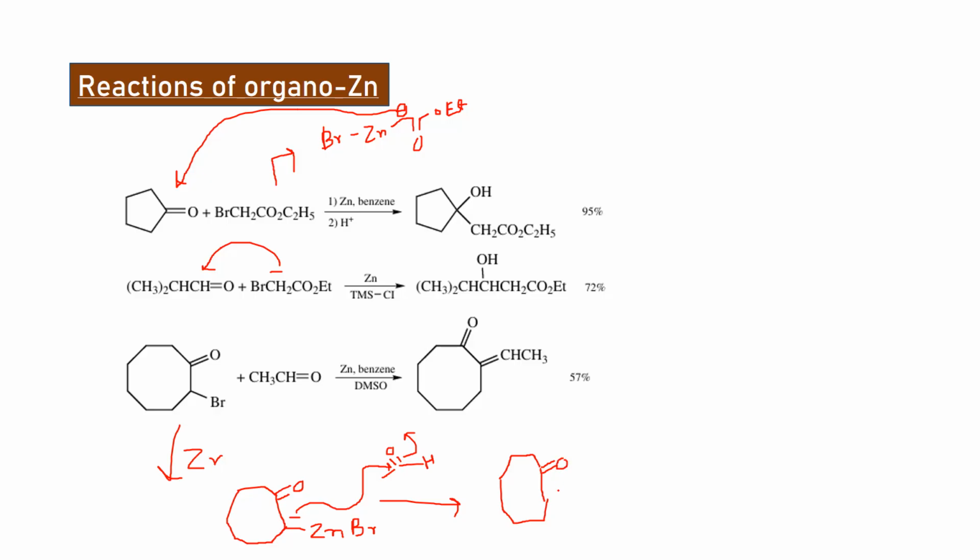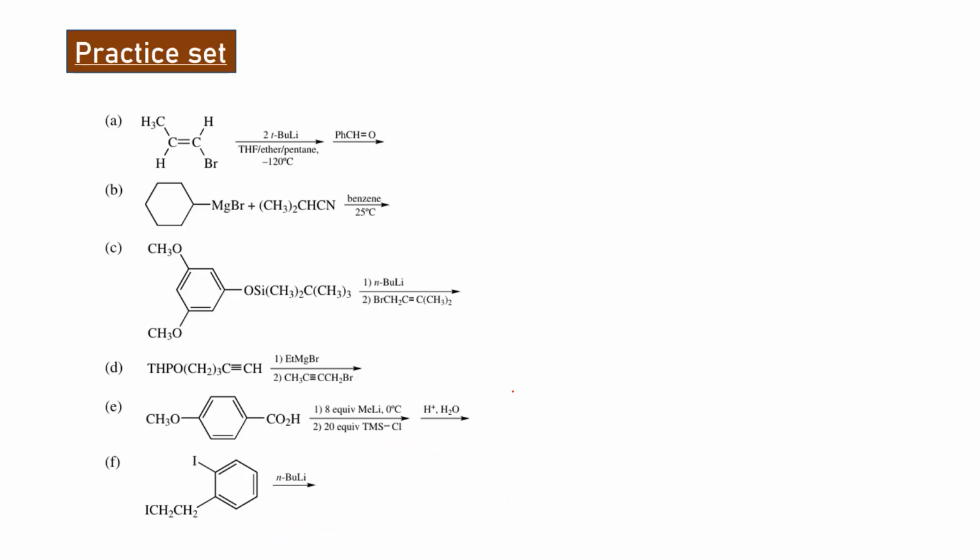forming this alcohol species. After that, if you add H plus into this, it undergoes protonation, and through water elimination it forms this alkene as our product. Understood? Let's go to the next question.